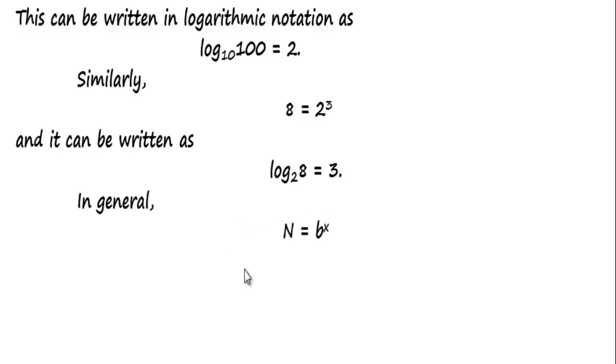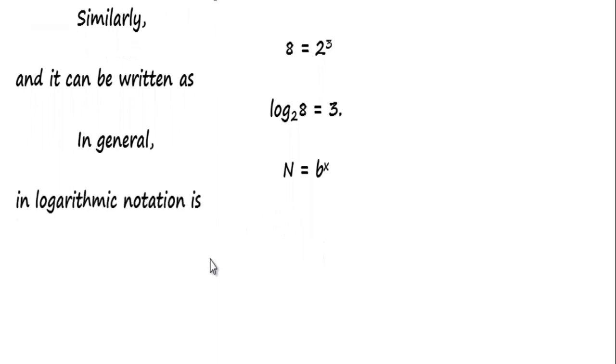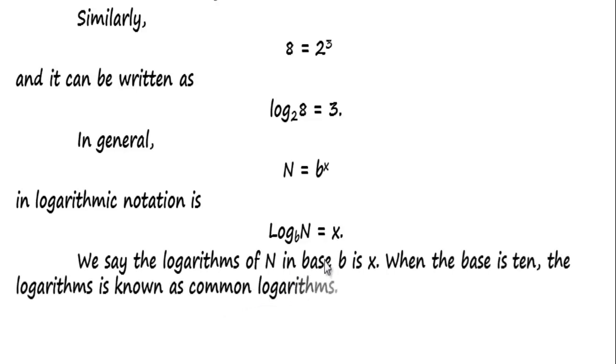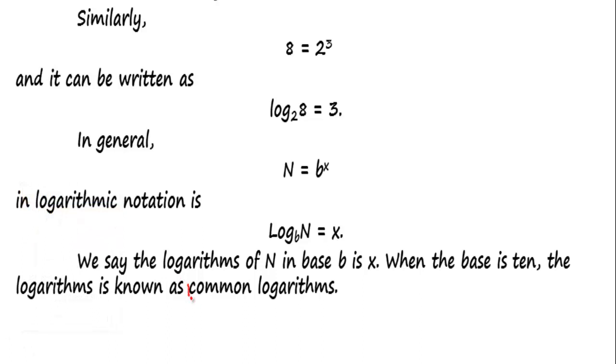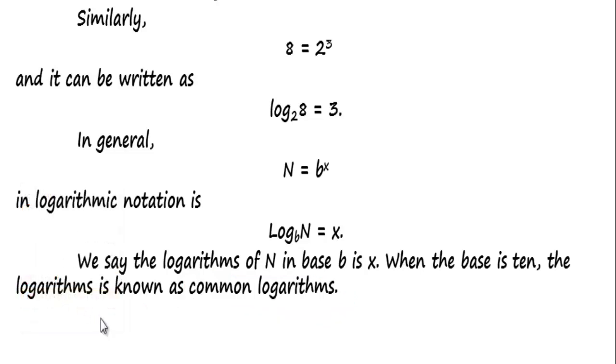In general, n equals b raised to power x, in logarithmic notation, is log n to base b equals x. We say that the logarithm of n in base b is x. When the base is 10, the logarithm is known as common logarithm. All the logarithms to base 10 are called common logarithms. Are you following? So let's move on.